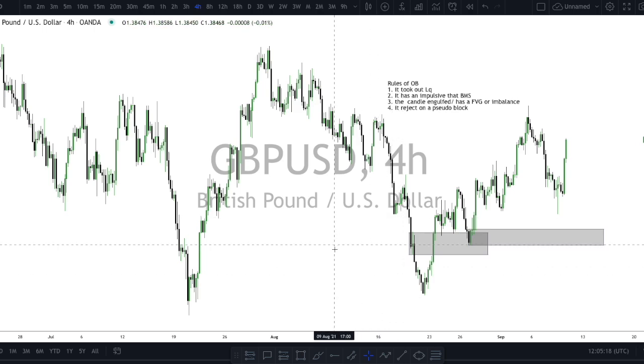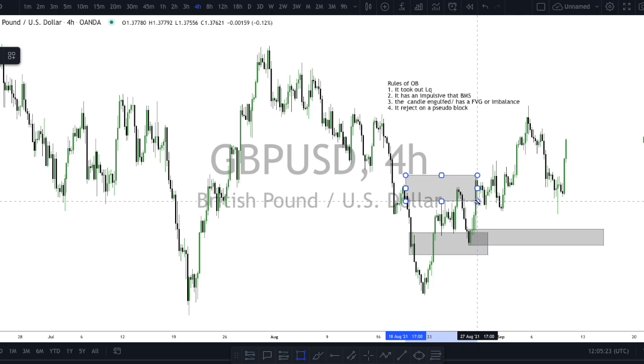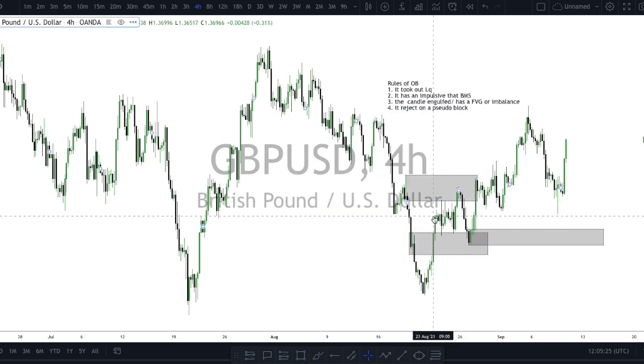It is the last bullish candle before a downward movement. Now, we can have that particular zone taking out liquidity. It is actually very, very important.